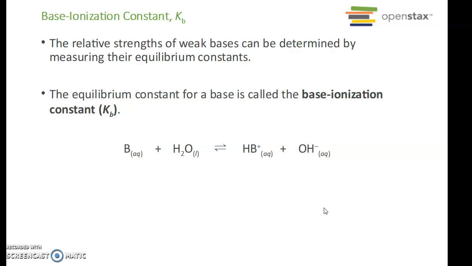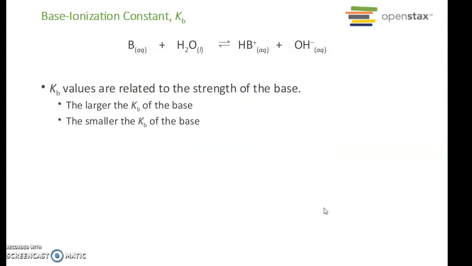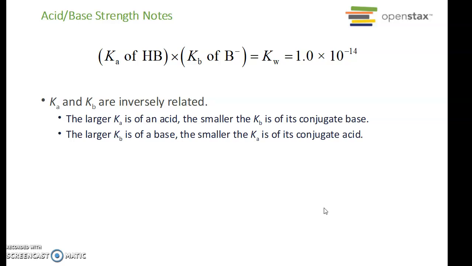The relative strengths of bases are determined by measuring their equilibrium constants, using the same sort of equations. Here, the larger the Kb of the base, the stronger it is, and the smaller the Kb, the weaker it is. This will be measured as pOH. So Ka and Kb are inversely related, because as one gets larger, the other gets smaller. The larger the Ka of an acid, the smaller the Kb of its conjugate base. The larger the Kb of a base, the smaller the Ka of its conjugate acid.